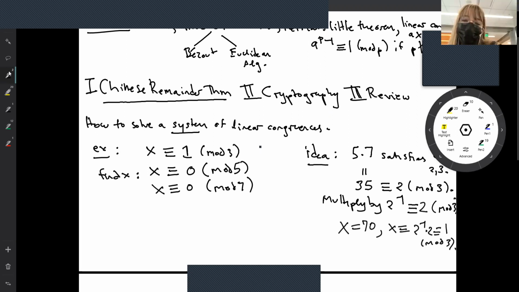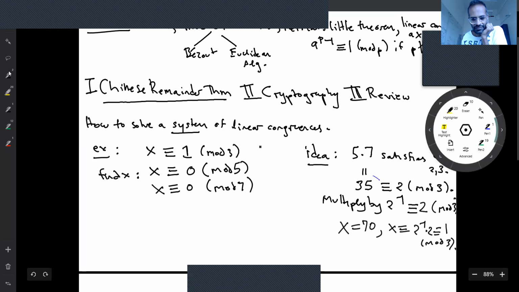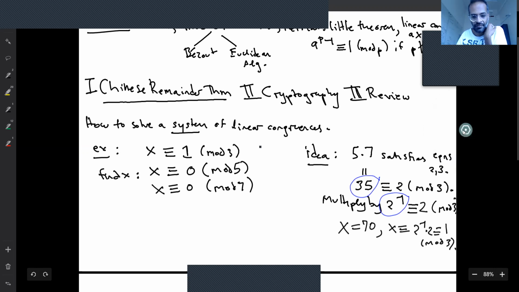Where did you get 70? I multiplied this number 35 that I initially guessed by 2 inverse, which happened to be 2, and that's 70. So I fixed the first equation by multiplying by the inverse of the right-hand side.